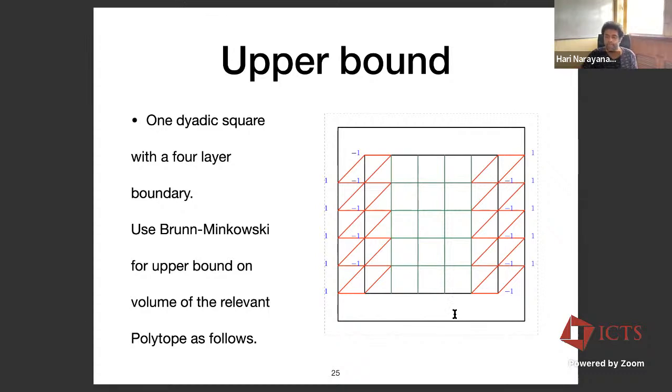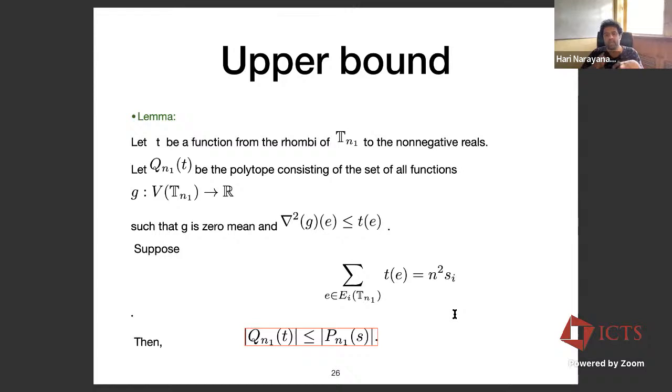Because the value here is the same as the value here, equal to 0. And then you rotate the torus and you get a family of polytopes which are rigid body motions of each other. And then you apply the Brunn-Minkowski to all of these together. When you do that, you get Qn1 of t less than or equal to Pn1 of s. This is how we get the one-sided upper bound inequality.